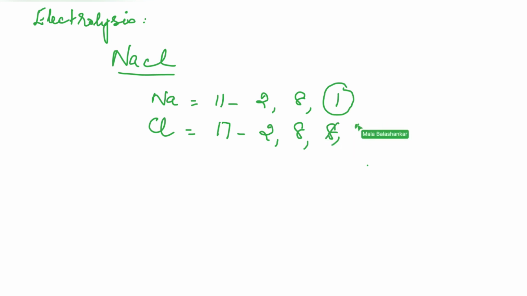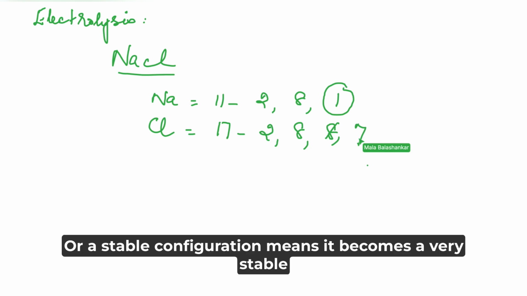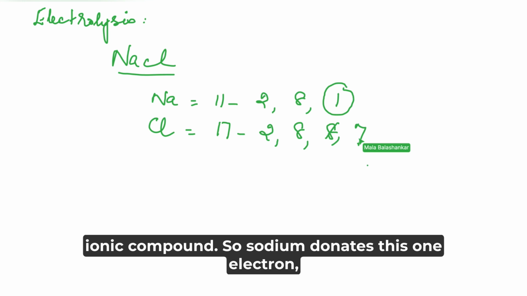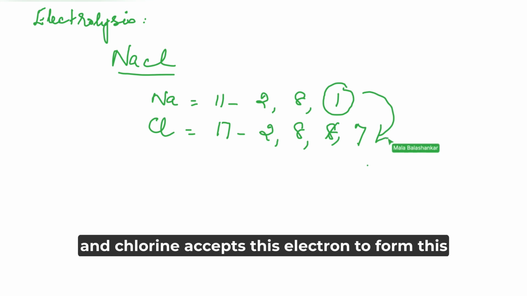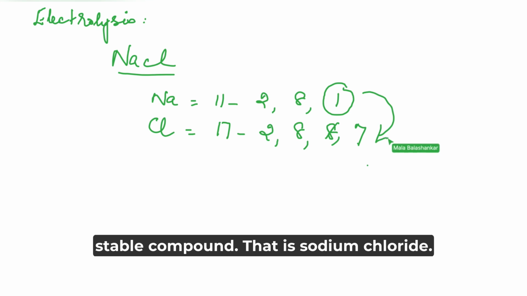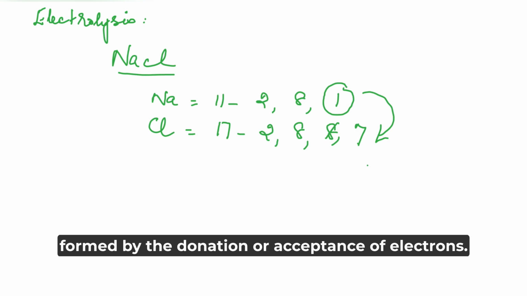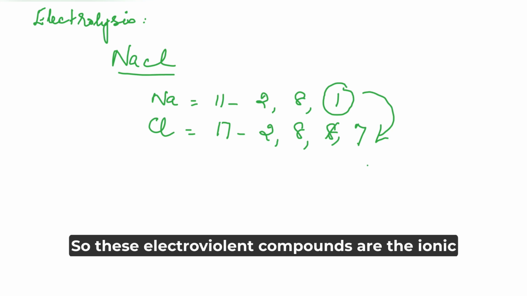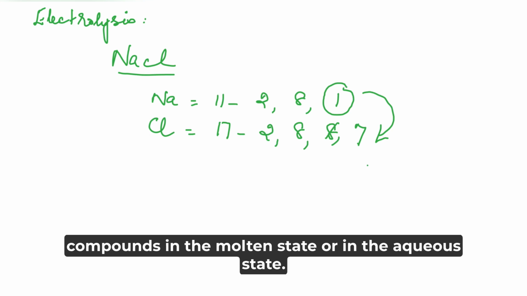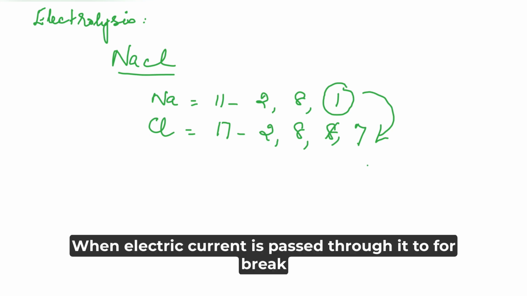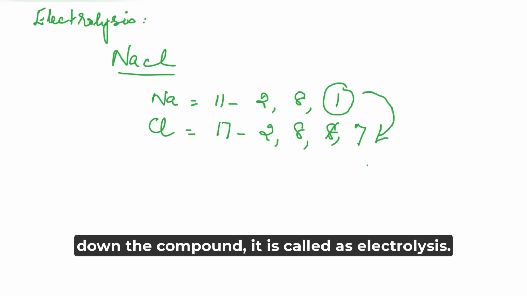So to attain a stable configuration, it becomes a very stable ionic compound. Sodium donates this one electron and chlorine accepts this electron to form the stable compound, that is sodium chloride. So electrovalent compounds or ionic compounds are formed by the donation or acceptance of electrons. In the molten state or in the aqueous state, when electric current is passed through it to break down the compound, it is called electrolysis.